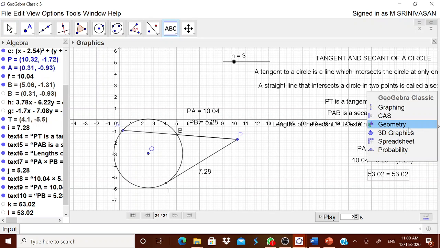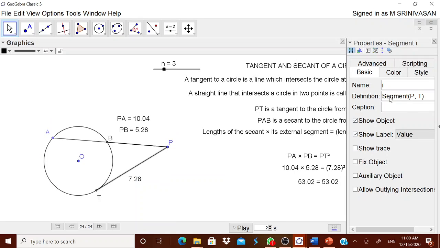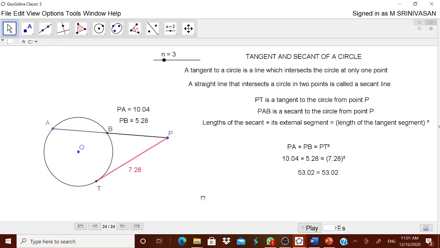Now you can come back to this geometry. You have just made everything. Now you can give a color to this PT also. Suppose go to the object property, give a color to it, so that the child can understand what is actually PA into PB is equal to PT square.